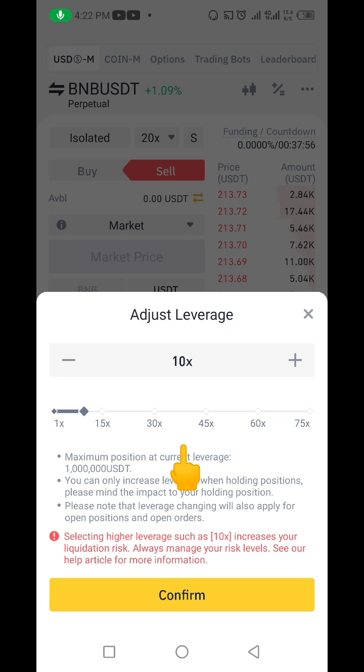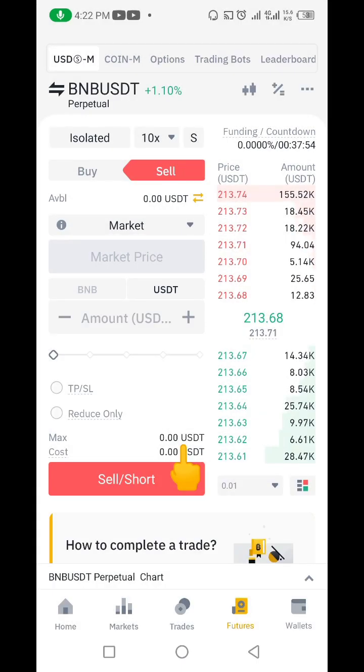Okay, so I hope you understand that now, right? So what we're going to be doing now is this. If you check here, you can see where it says available balance. Presently I'm not having any money here, so for the purpose of this video I'm going to be depositing, let's say, $20 just to demonstrate what I'm going to be doing in this video.